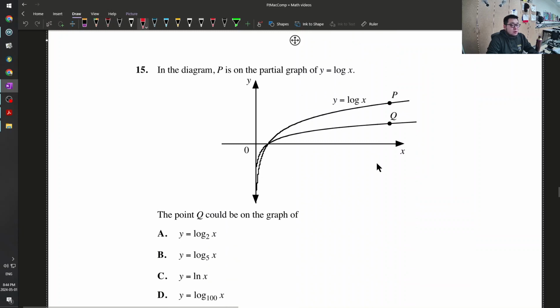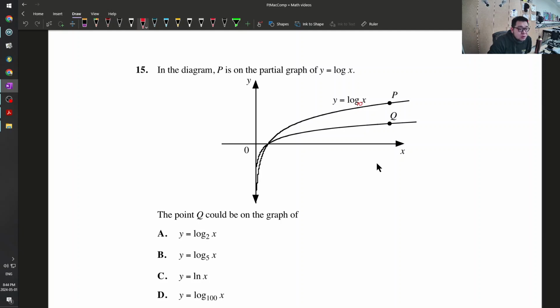Okay, 15. In the diagram, P is a partial graph of y equals log base 10 of x. The point Q could be the graph of... So the graph got a little bit more compressed. So this is log base 10 of x, right?